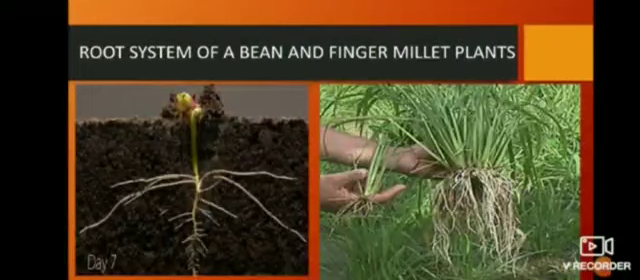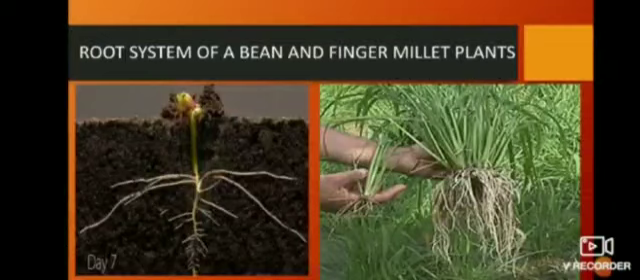So first picture is the bean plant. In this bean plant we are having a single main root, the thick root, which is called taproot. For this taproot we are having some lateral roots, so that we can call this root system a taproot system. In the second picture you are having finger millet plant.